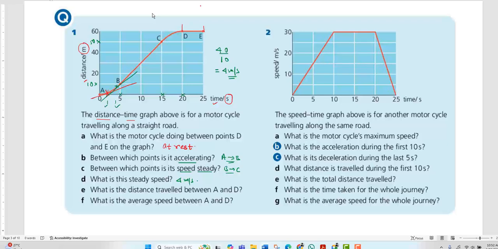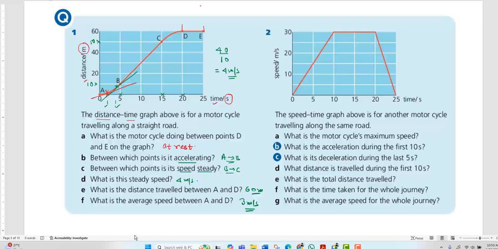What is the distance traveled between A and D? It is 60 meters. What is the average speed between A and D? 60 divided by 20, so 3 meters per second. Right. Now, got the points?